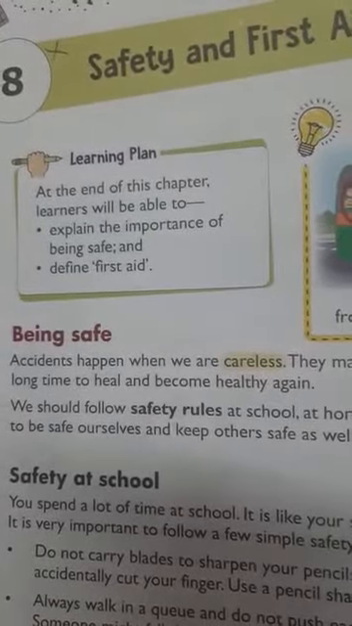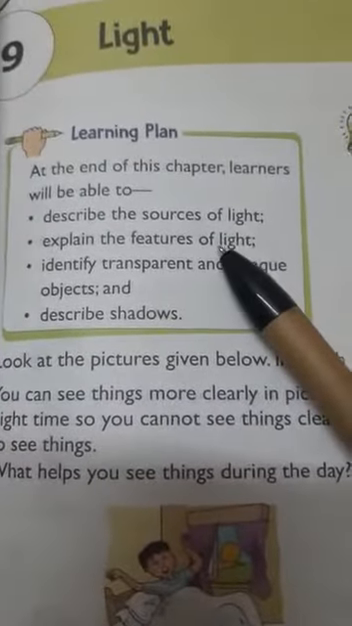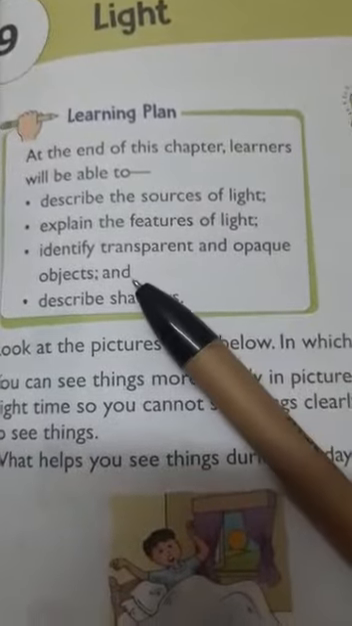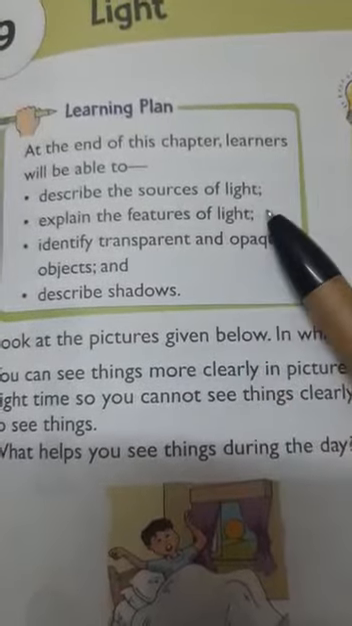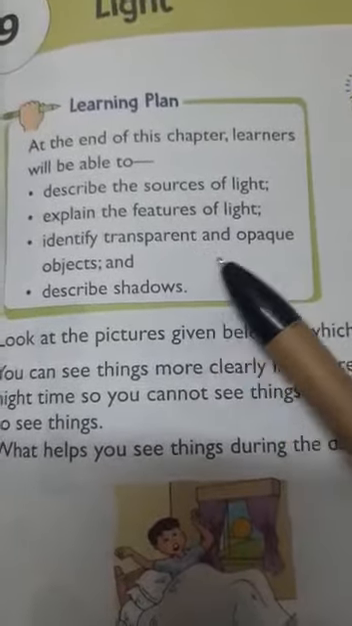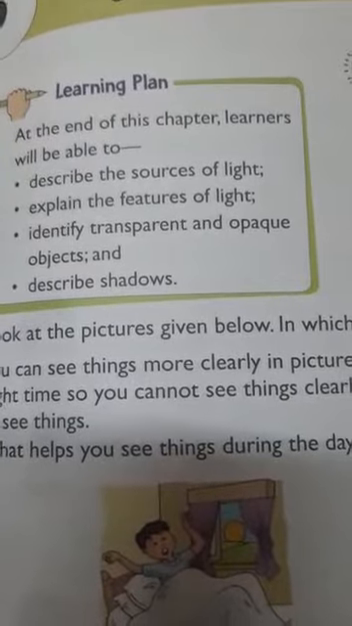Okay. So in today's video, we are going to start a new lesson, lesson number 9, light. So children, at the end of this lesson, you will be able to describe the sources of light. You will be able to explain the features of light. You can identify the transparent and opaque objects, and you will describe what is shadow.